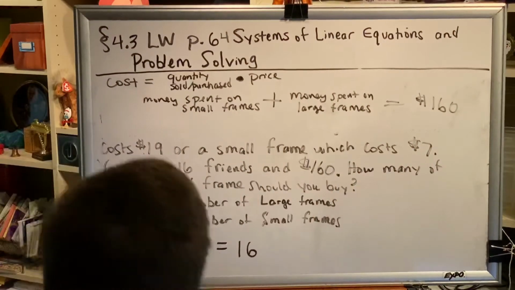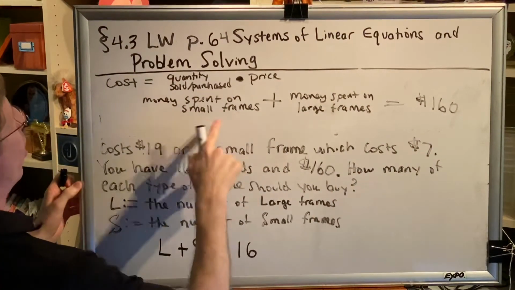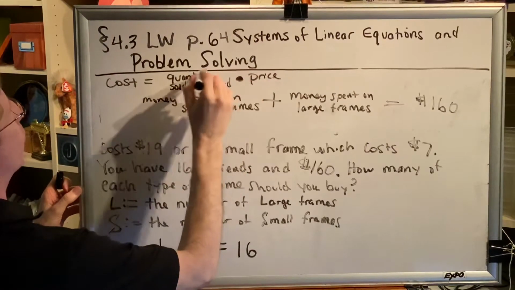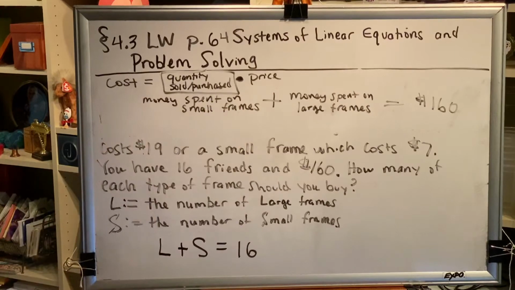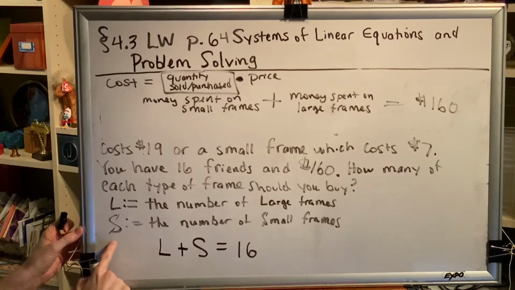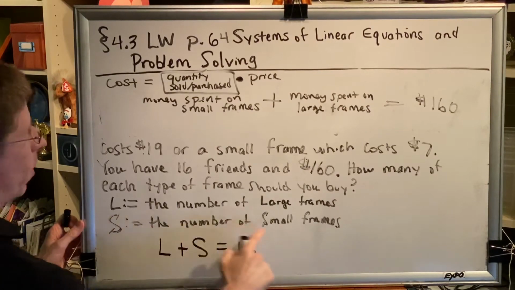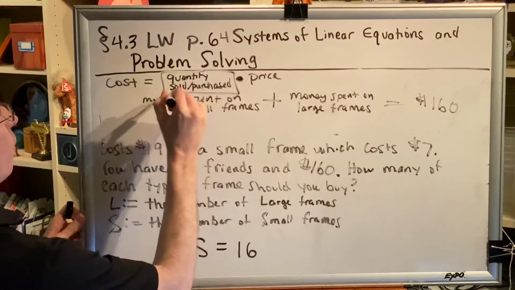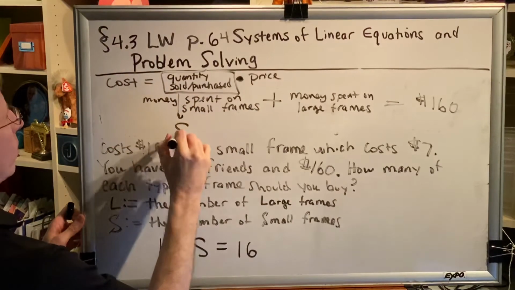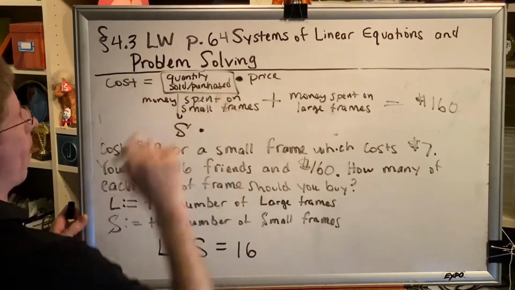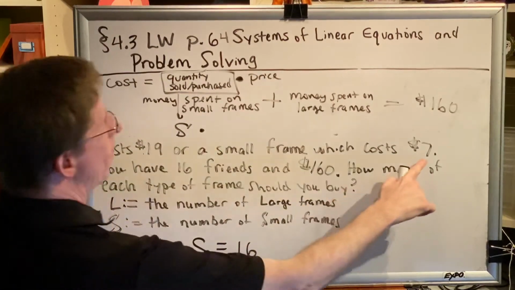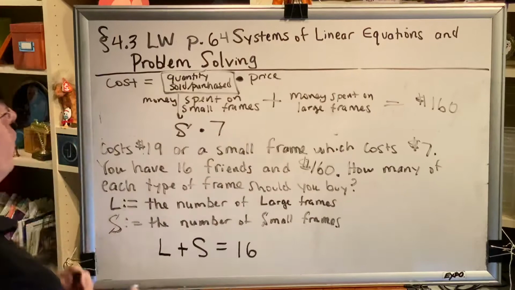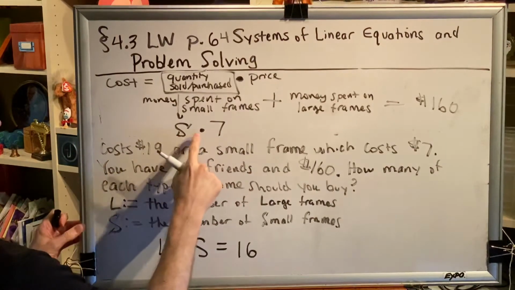Okay, so first of all, money spent on small frames. We want quantity times price. So what is the quantity of small frames purchased? Well, that's this letter S. We don't know a number for that. That's what we're trying to solve for in the problem. The number of small frames is S. So for this part right here, quantity sold, I'm going to write S. Now, how about price? What's the price of a small frame? The price of a small frame is $7. So the amount of money that's spent on small frames is S times 7.